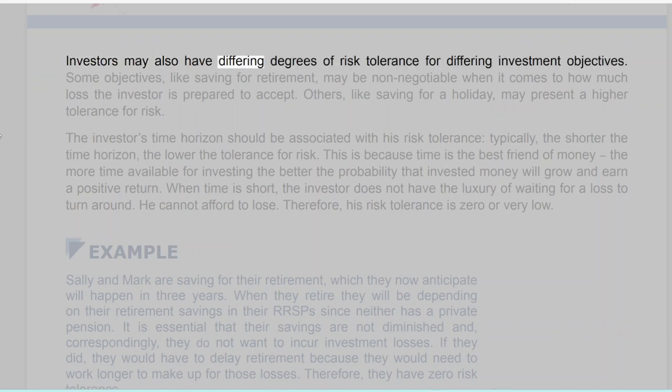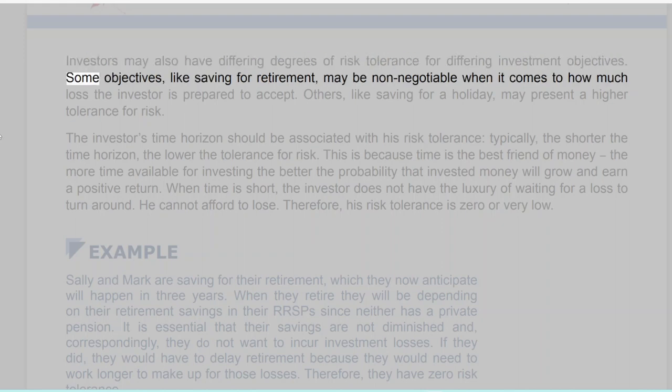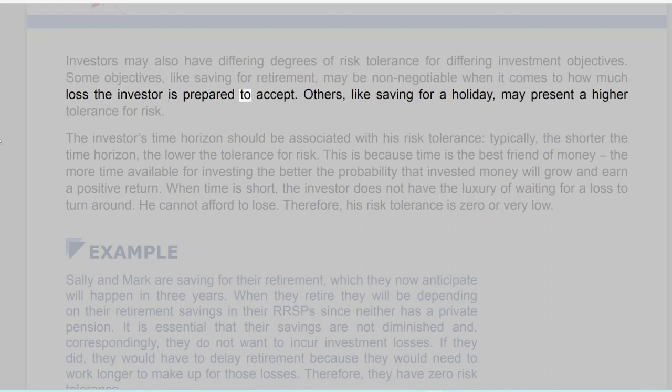Investors may also have differing degrees of risk tolerance for differing investment objectives. Some objectives, like saving for retirement, may be non-negotiable when it comes to how much loss the investor is prepared to accept. Others, like saving for a holiday, may present a higher tolerance for risk.